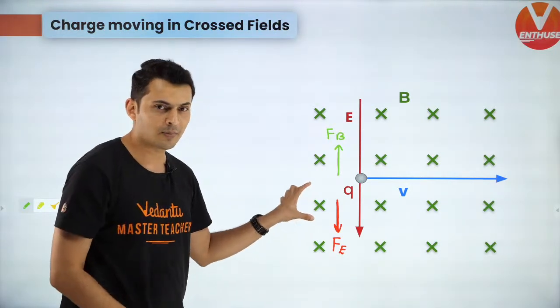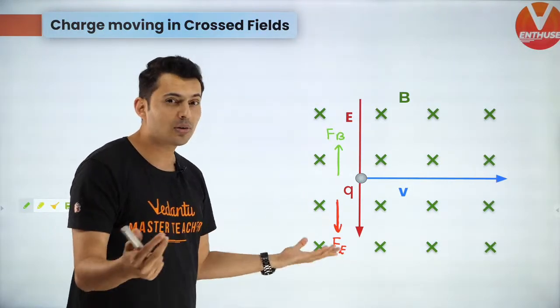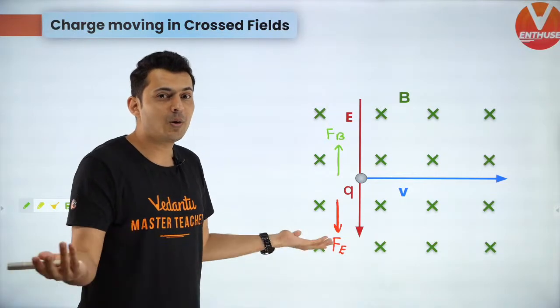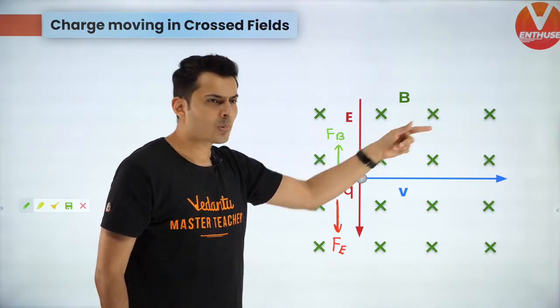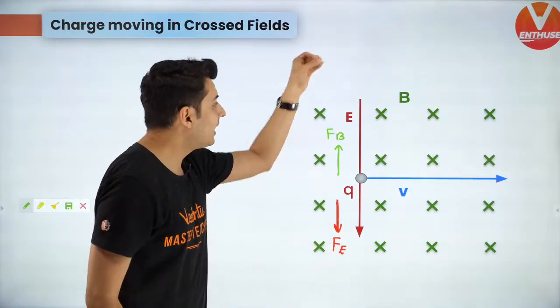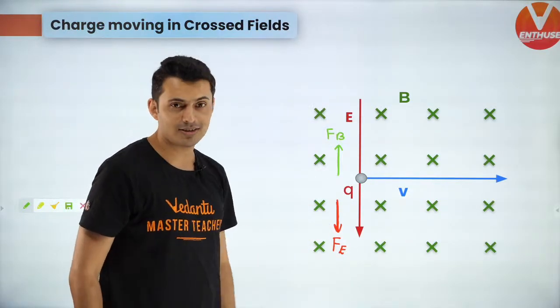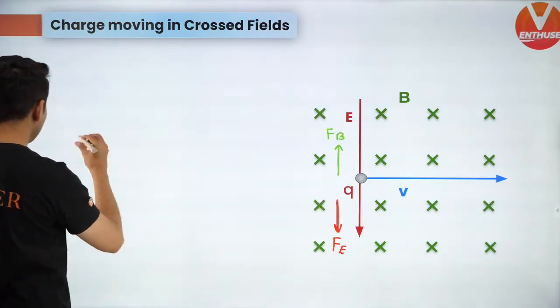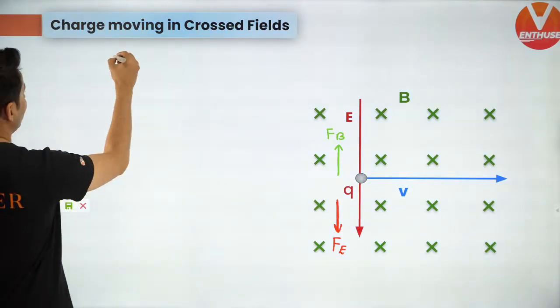Now, if by chance these two forces are equal, net force will be 0. And if net force is 0, the velocity will not change. So the particle will go in a straight line in spite of electric and magnetic fields in weird directions. And what will be the reason? What will be the condition for that?